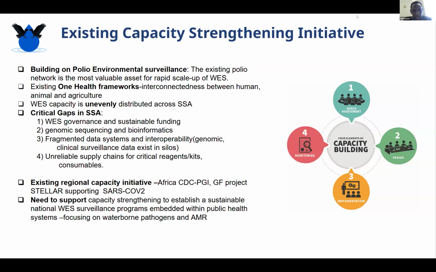So we have been implementing project-based programs which are not really sustainable, and the coordination, because water cuts across many sectors, is not really very good or optimal, I would say. So there are some issues there, and during the capacity needs assessment, when you are setting up the priorities for the project, we also saw that there's a need to strengthen the genomic and the bioinformatics component in the three countries.